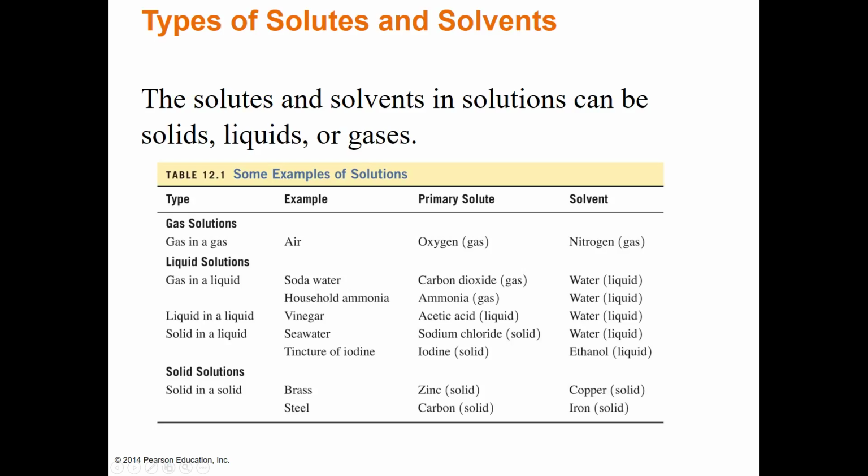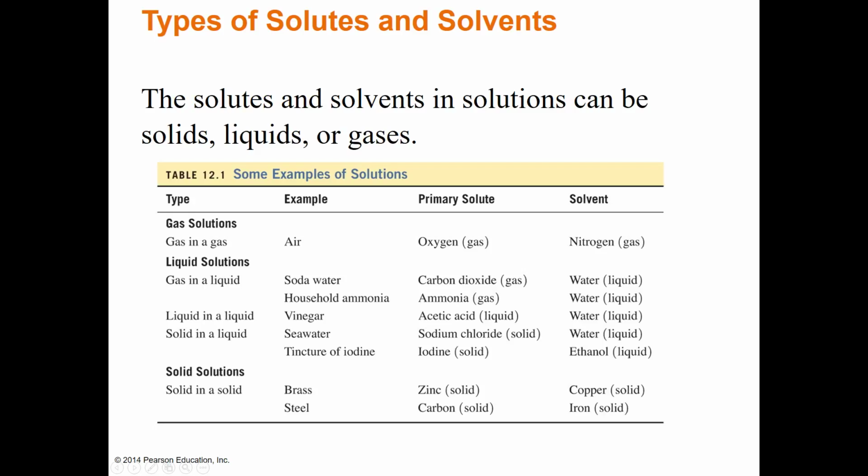Liquid solutions can be a gas in a liquid. Example would be soda water, where you have managed to get carbon dioxide to dissolve in water under pressure. And that's what you find in all sodas. If you heat up the soda, then the carbon dioxide is going to bubble out. Primary solute there would be carbon dioxide gas, and the solvent is water. Household ammonia is another example of ammonia gas dissolved in water. Liquid in liquid would be vinegar, acetic acid dissolved in water. If you look at the vinegar bottle, at the back it's going to say 5% acetic acid. That's because you have 5% acetic acid in water.